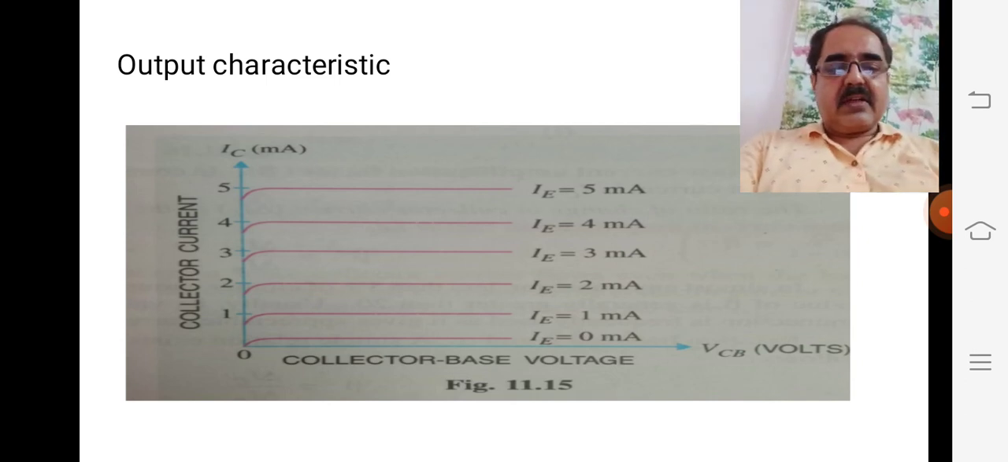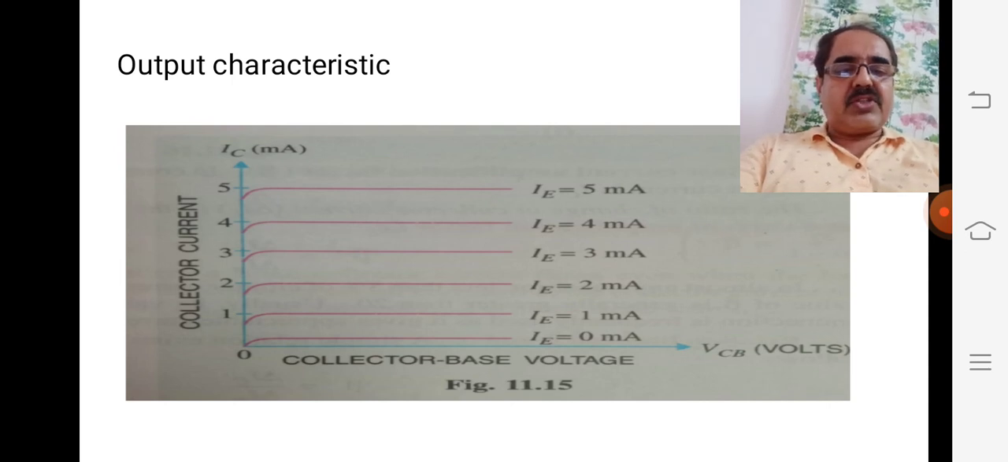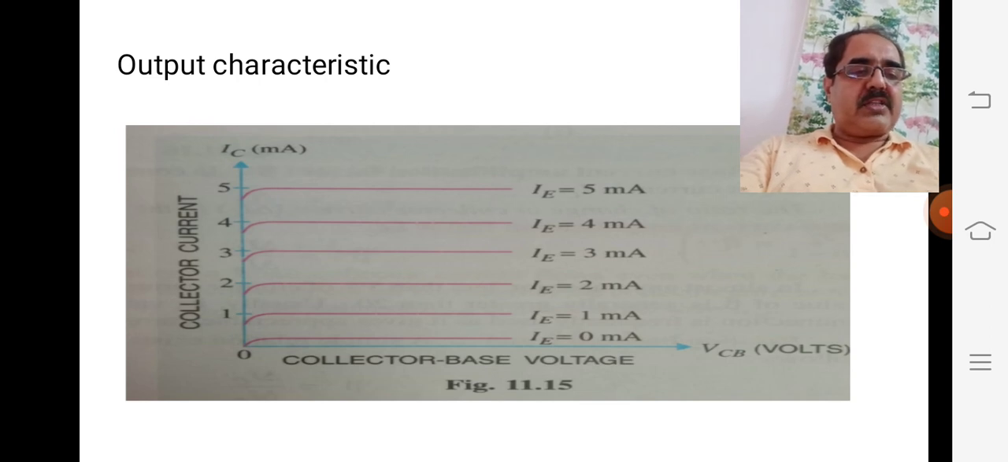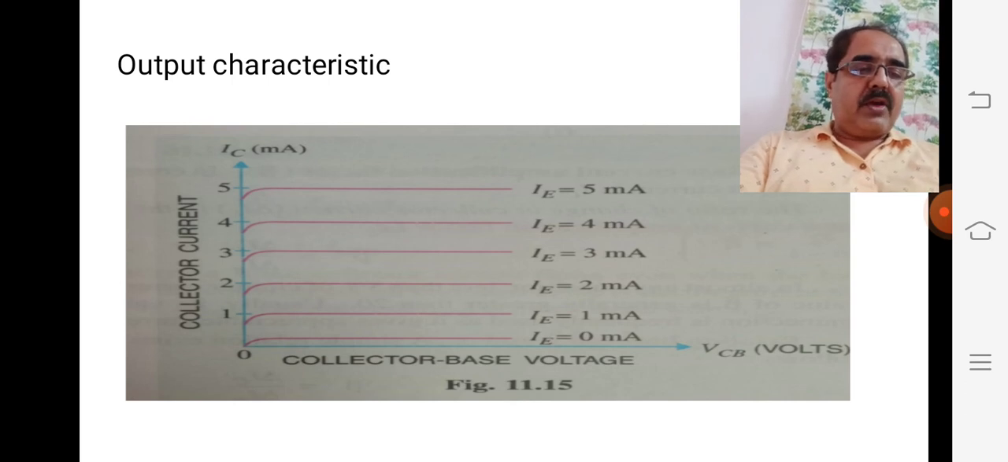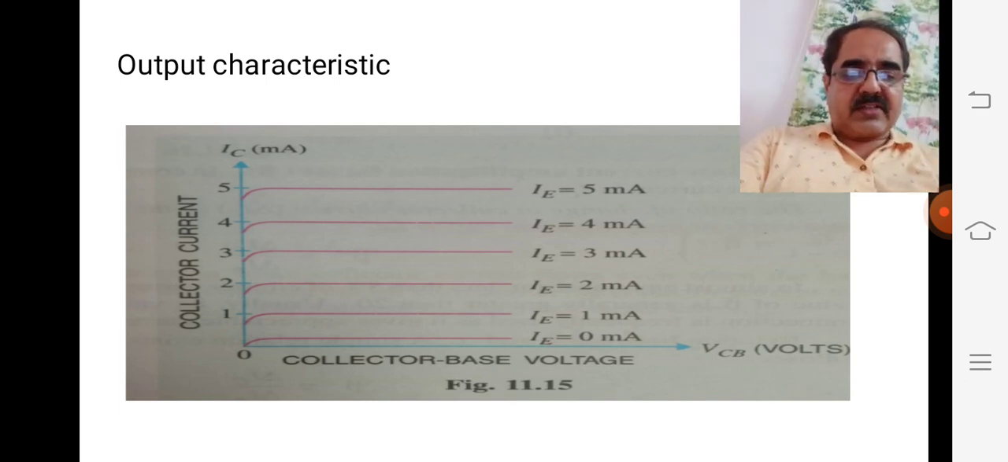So the third point to keep in mind is that a very large change in collector base voltage produces only a tiny change in collector current. This means that the output resistance is very high. Mathematically, the output resistance is the ratio of the change in collector base voltage, delta VCB, to the resulting change in collector current, delta IC, at constant emitter current. So that's how we consider output characteristics.